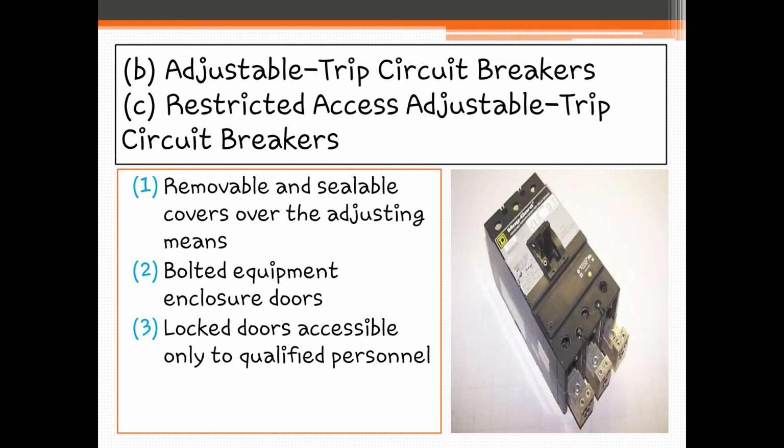A circuit breaker that has restricted access to the adjusting means shall be permitted to have an ampere rating equal to the adjustable circuit current setting, long time pickup setting. Restricted access shall be defined as located behind one of the following. First is removal of unsealable covers over the adjusting means. Second is bolted equipment enclosure doors, and third is locked doors accessible only to qualified personnel.